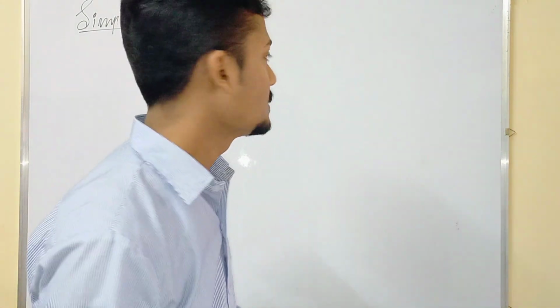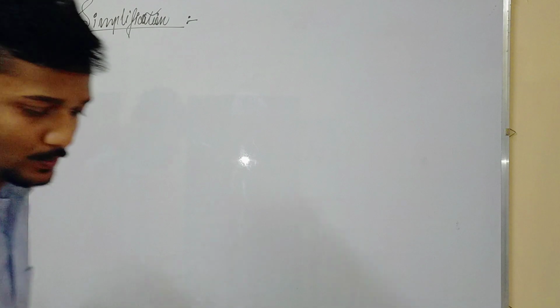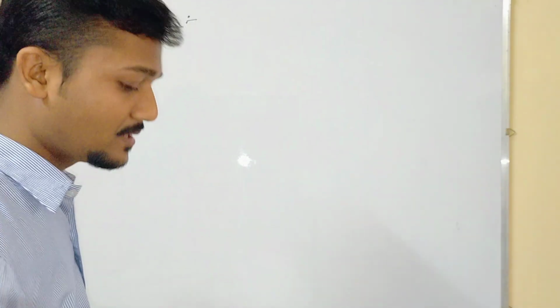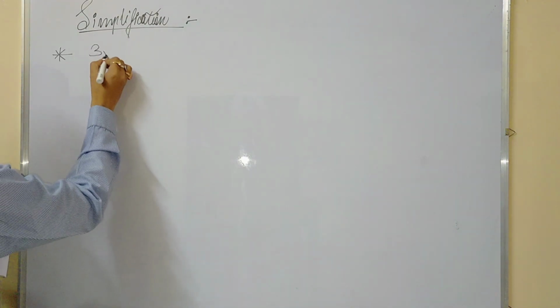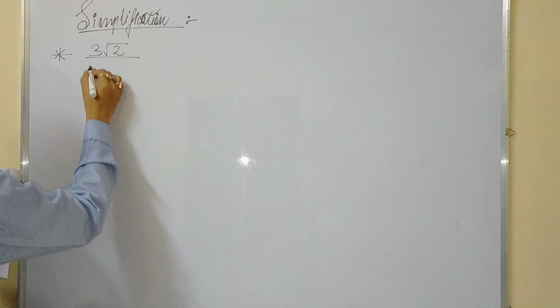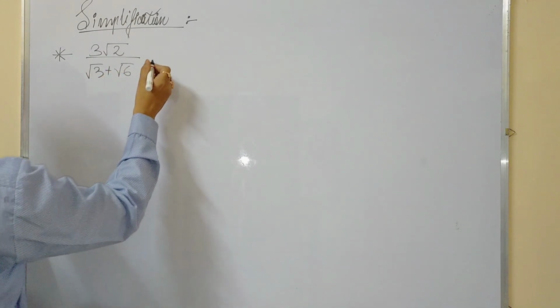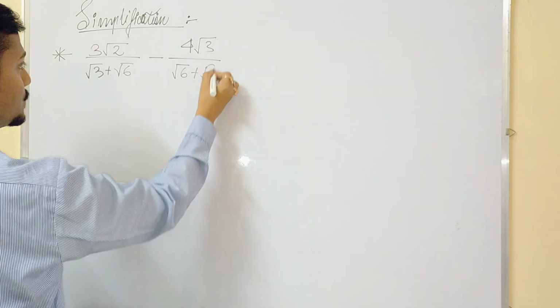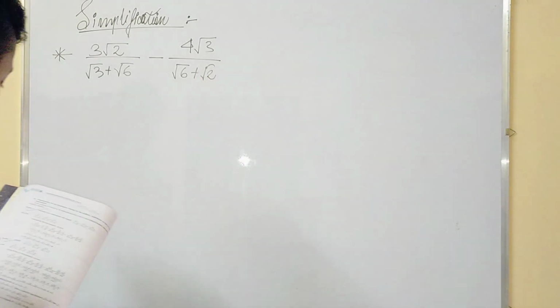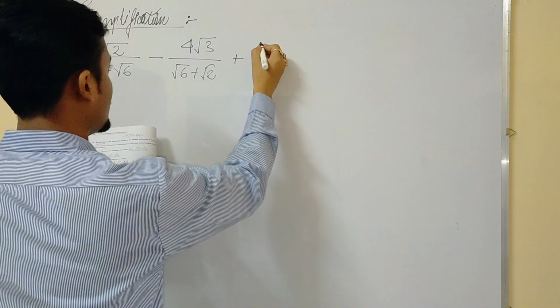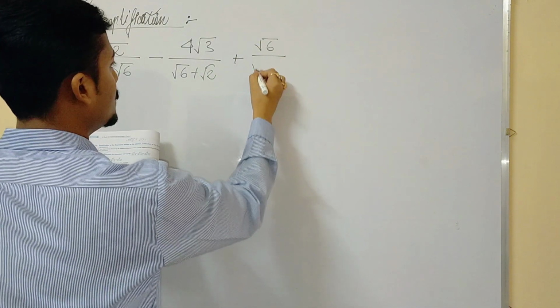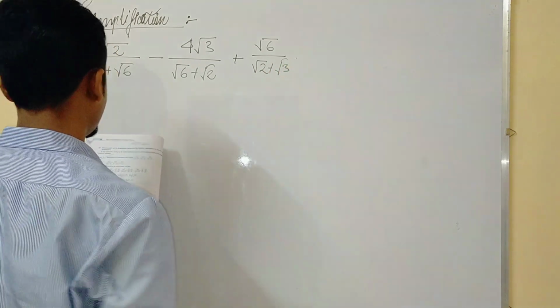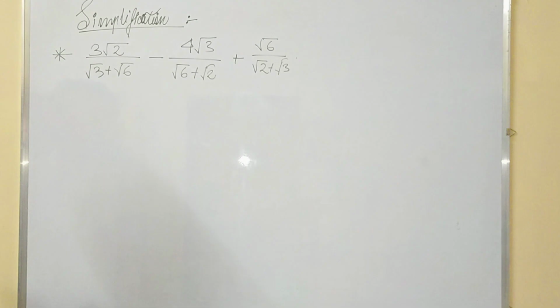Now the next question that we will be doing will be based on simplification. So let us see the next question. It is also based on rationalizing the denominator. The question goes: 3 root 2 by root 3 plus root 6 minus 4 root 3 by root 6 plus root 2 plus root 6 by root 2 plus root 3. So this is the question.